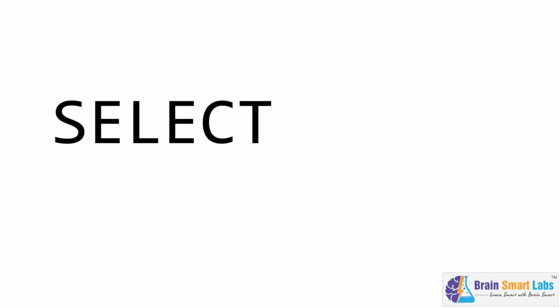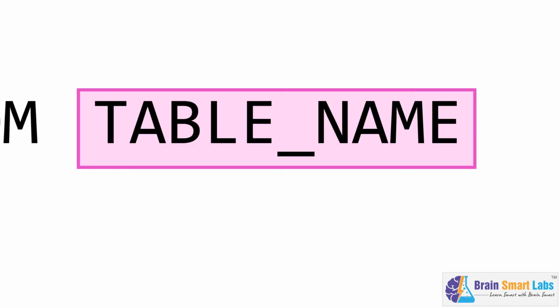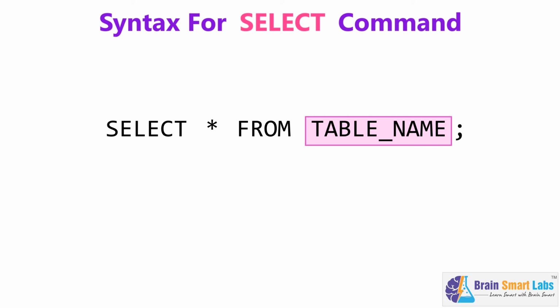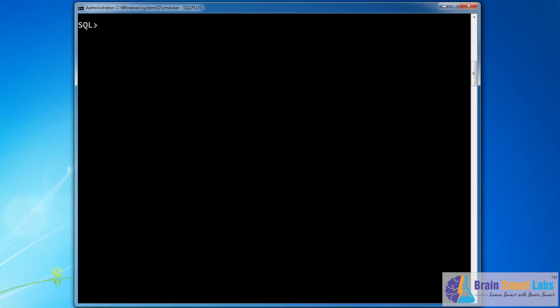But for now, if you want to query all the data inside our SQL table, you need to follow the syntax below. Type in the statement as select space star space from space table name, and end the statement with a semicolon. And yes, we can give any valid table name which is already existing inside our SQL database.